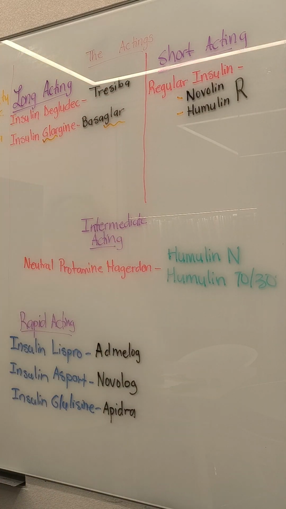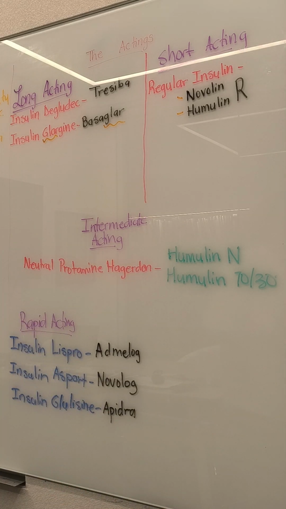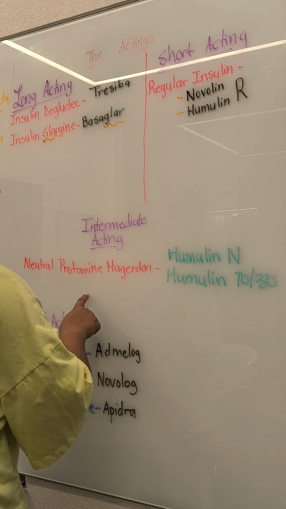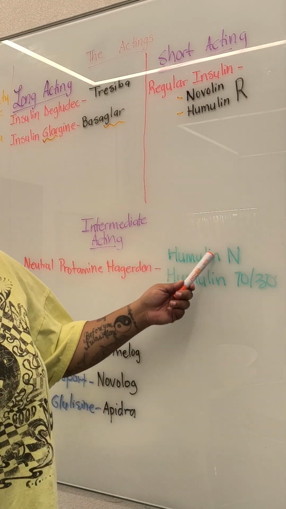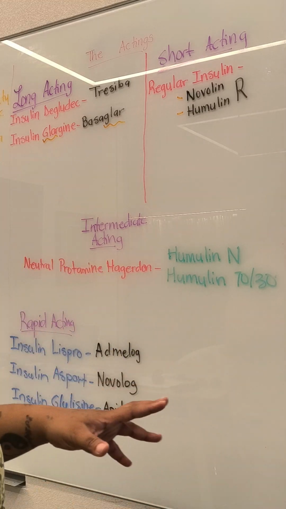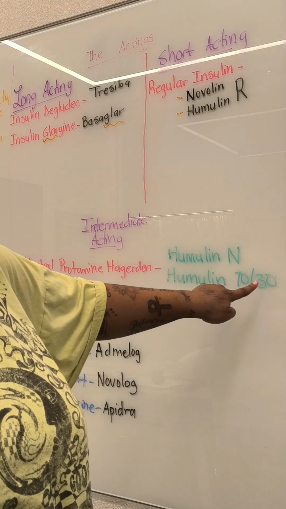Next, we have intermediate acting. Intermediate acting, we have just one of them. This one has a long, interesting, funny bones name. Neutral protamine hagedorn. Neutral protamine hagedorn. This one also has two brand names. I'm giving you two brand names here. Humulin N and Humulin 70 over 30.